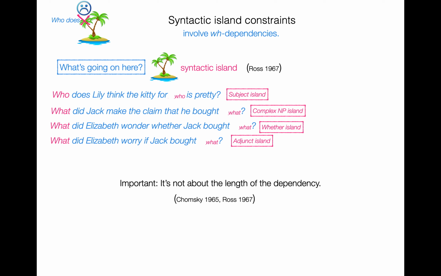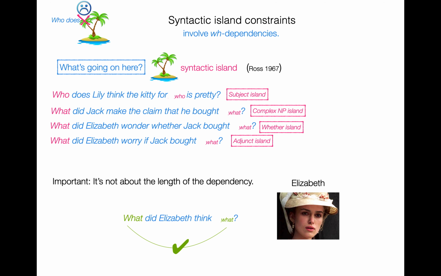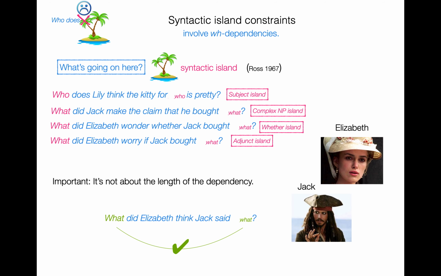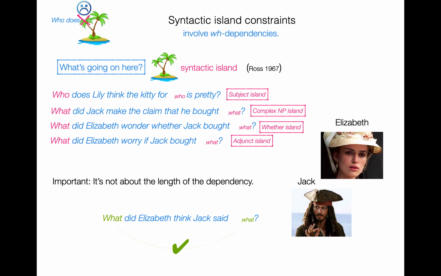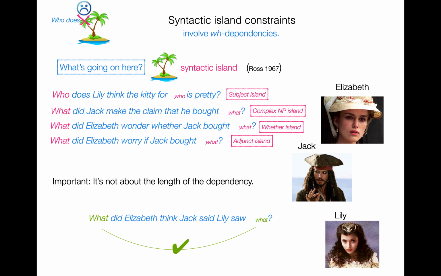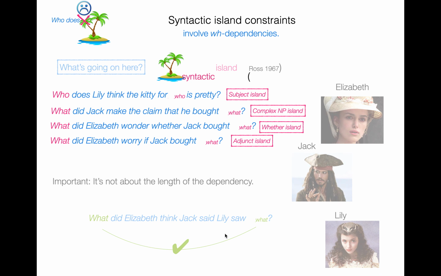And what's important is that it's really not about the length of the dependency, because you might think, well, these are all kind of long, they're kind of further down in the question, maybe it's about the length, and it's not about the length. For example, just to demonstrate this, we can ask, what did Elizabeth think? And that's fine. We can then add Jack in. What did Elizabeth think Jack said? Gets longer, right? And hey, we can add Lily in. What did Elizabeth think Jack said Lily saw? I mean, it gets a little hard maybe to remember exactly who we're talking about, but it's not bad. In the same way, something like, who does Lily think the kitty for is pretty is bad, right? So that's the difference between syntactic islands and just longer dependencies in general.